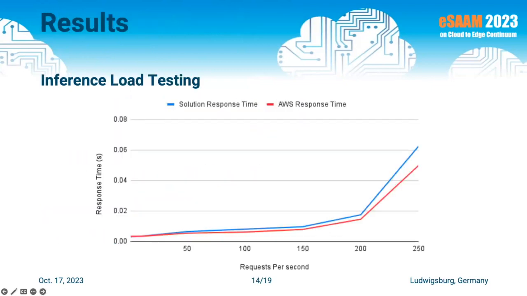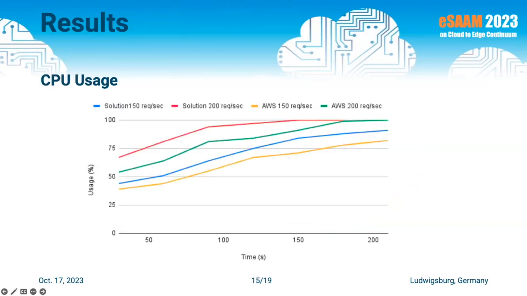Then we deployed this model into our devices and did some testing. What you see here are some results of the load testing that we did. We increased the number of requests per second, or the request rate, to the device, and calculated how long it would take to run inference and get a response from this model. As you can see, at around 150 requests per second, the performance starts to deteriorate. This was compared for both our solution as well as AWS, and you could see that AWS has a slightly better response time compared to our solution.